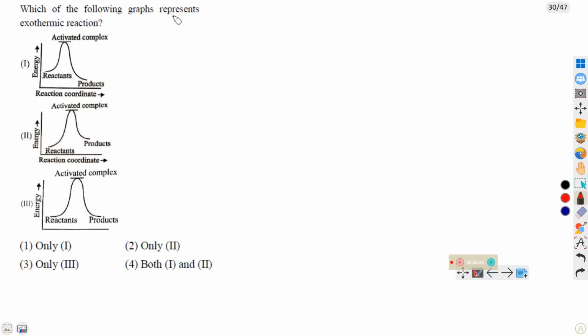Which of the following graphs represent exothermic reaction? First one is exothermic reaction. For exothermic reaction, the value of delta H is negative. How to calculate delta H value? HP minus HR, enthalpy of products minus enthalpy of reactants. For example, this is 0, this is 1, this is 2. Products energy is 1, reactants energy is 2. 1 minus 2 is minus 1. Delta H value negative, so it is exothermic reaction.